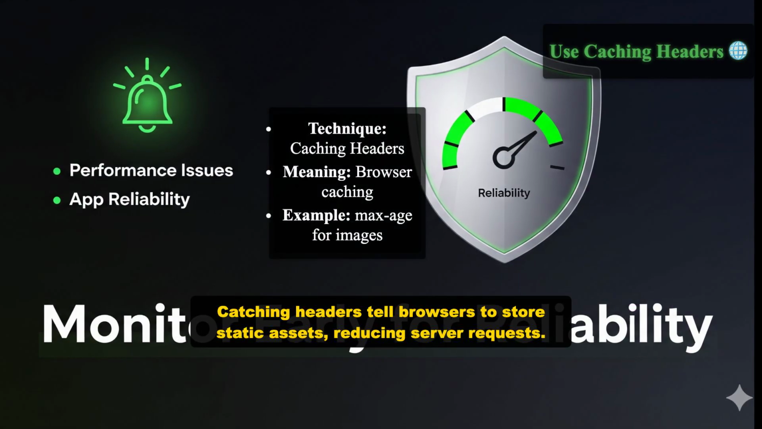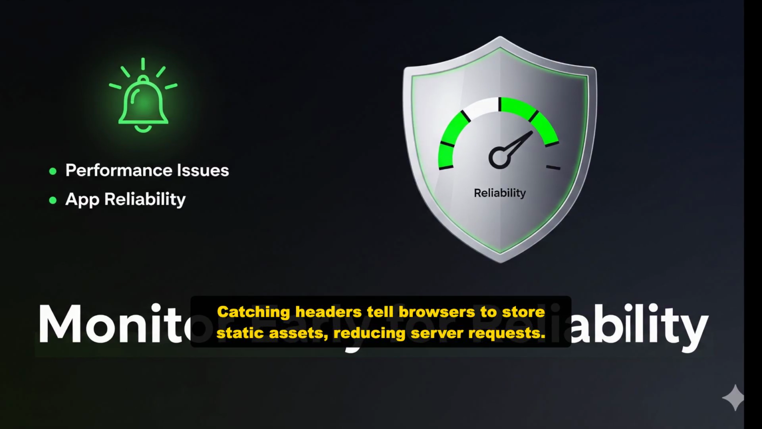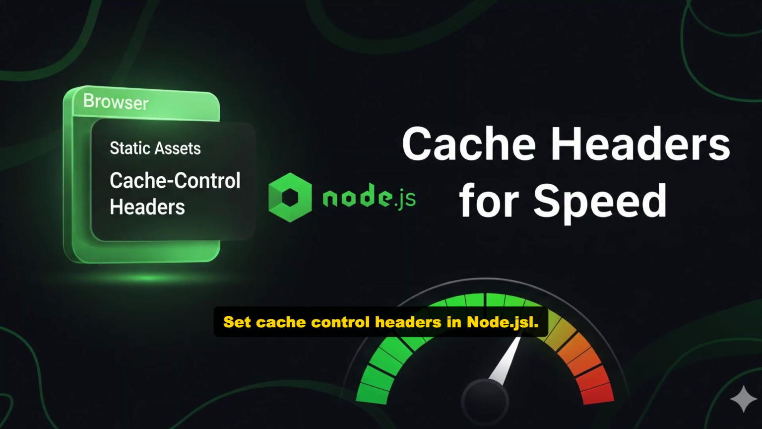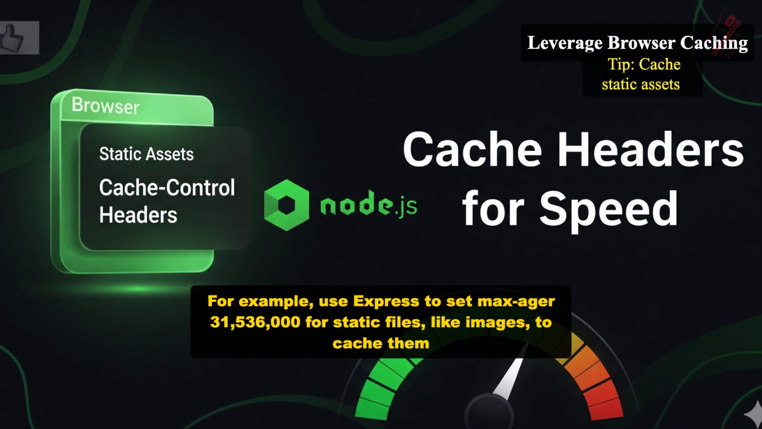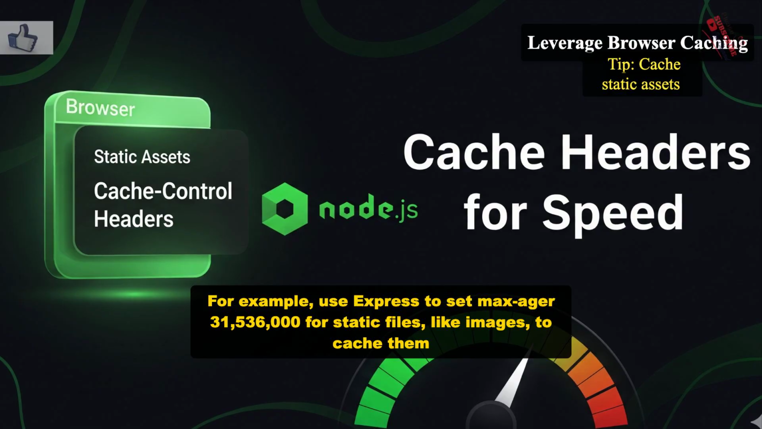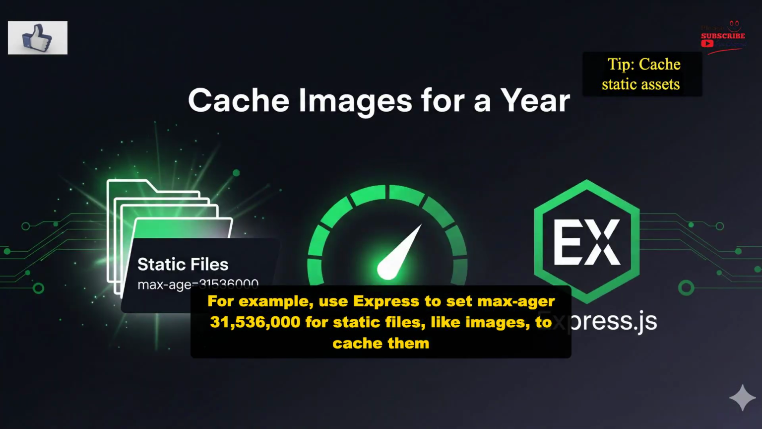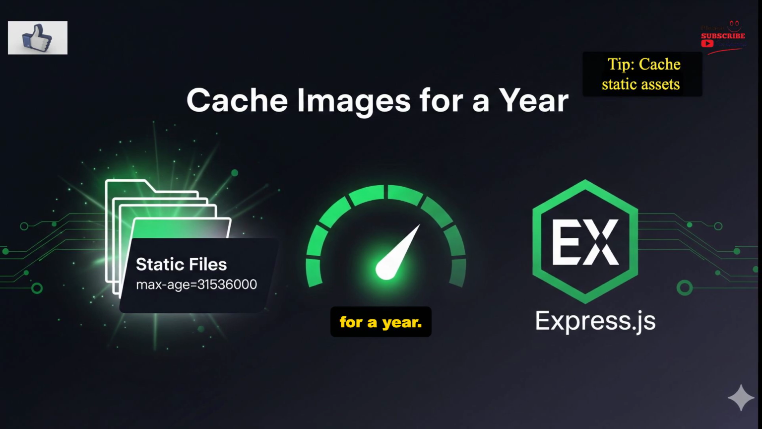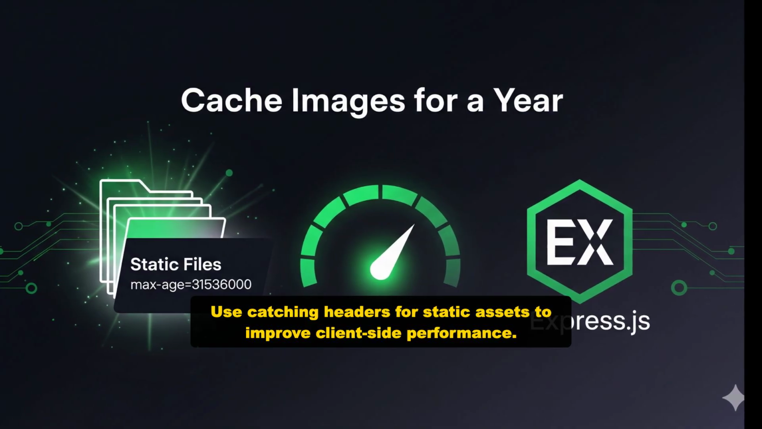Caching headers tell browsers to store static assets, reducing server requests. Set cache control headers in Node.js. For example, use Express to set maxAge to 31,536,000 for static files, like images, to cache them for a year. Tip: Use caching headers for static assets to improve client-side performance.